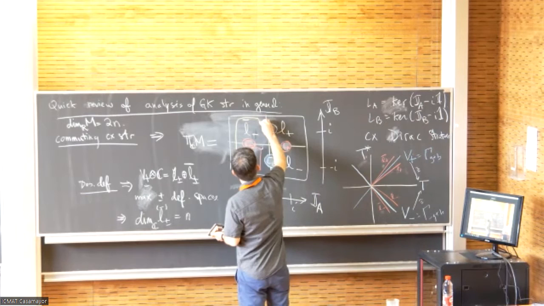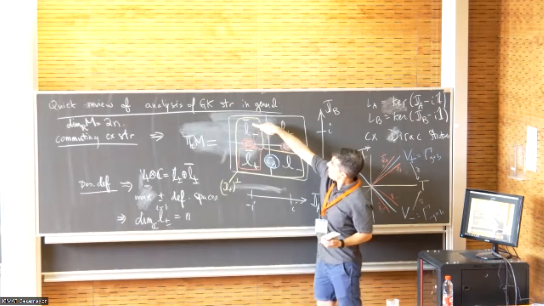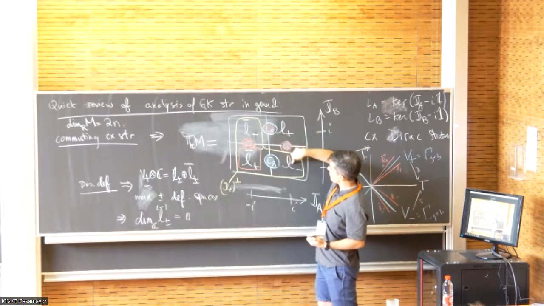This is the co-isotropic. This here is L plus bar perp. So when you take L plus bar perp and you mod out by L plus bar, what you'll be left with is these two things. So it decomposes, that's what I'm saying. That's this observation, right?